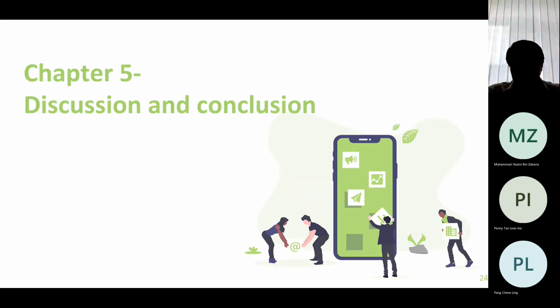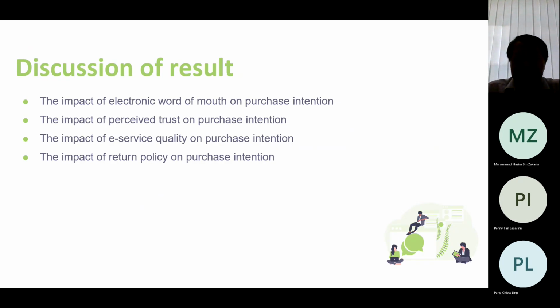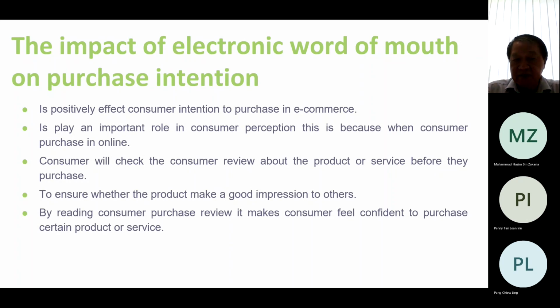Chapter number 5, discussion and conclusion. In the discussion of results here, I'm going to cover the impact of word of mouth, impact of perceived trust, impact of e-service quality, and impact of return policy on purchase intention. Okay, the first one you can see is positively related. What does it mean here?